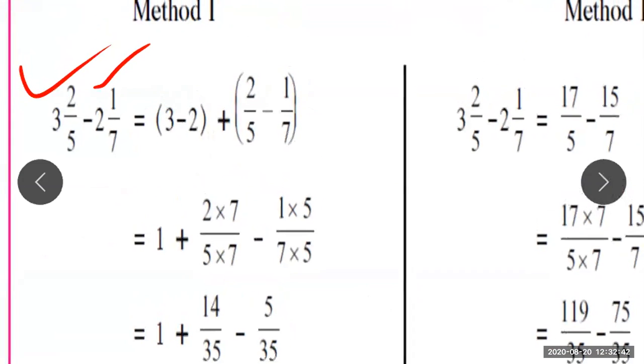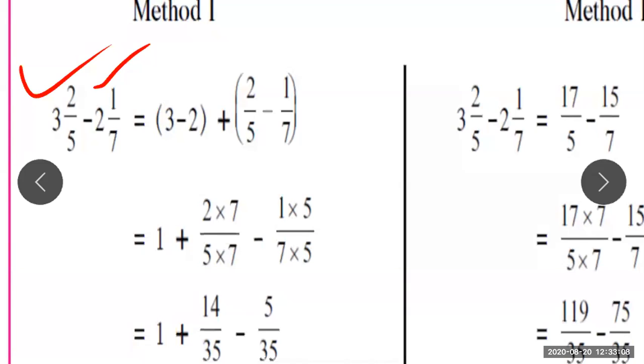Now we will see once again. The question is 3, 2 upon 5 minus 2, 1 upon 7. Now here we have to add the integral part, that is 3 plus 2. Oh, sorry, we have to subtract the integral part 3 minus 2 plus the bracket, the fractional part also we have to subtract, that is 2 upon 5 minus 1 upon 7.